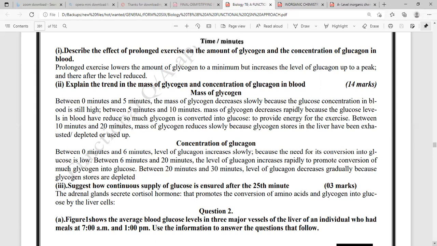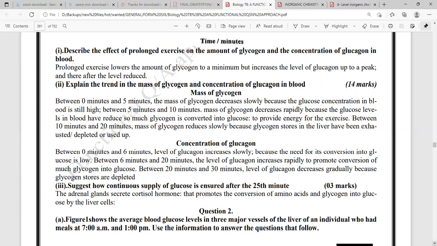Once they are used up, that is when the body brings about secretion of the hormone that would bring about conversion of glycogen back to glucose. Now, what are we seeing? Between 5 minutes and 10 minutes, we are looking at the mass of glycogen decreasing rapidly. Why? Because the glucose levels in blood have reduced so much. Therefore, glycogen is getting converted into glucose. Why is it getting converted to glucose? To provide the energy for the exercise.